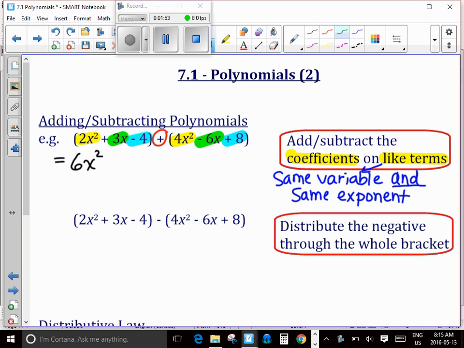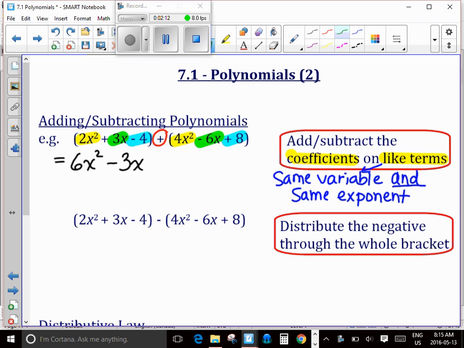And then taking a look at the green ones that I've highlighted, I've got 3 x's. And don't forget the sign in front, I've got negative 6 x's. So when I add those together, 3 x's plus negative 6 x's, that's the same as 3 take away 6. So that's negative 3 x's.